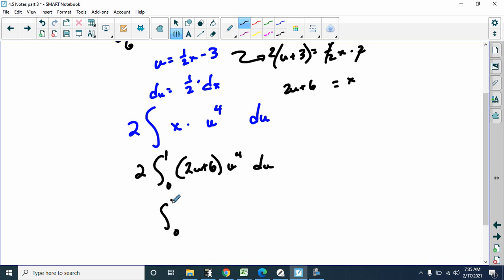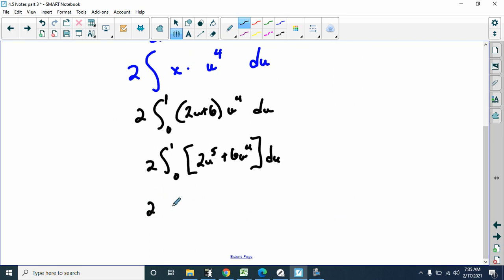We can integrate that by distributing the u to the 4th. And now we can integrate. Add 1 to the exponent. Divide by 6. 2 divided by 6 is 1/3. Add 1 to the exponent. Divide by 5. We are evaluating from 0 to 1.